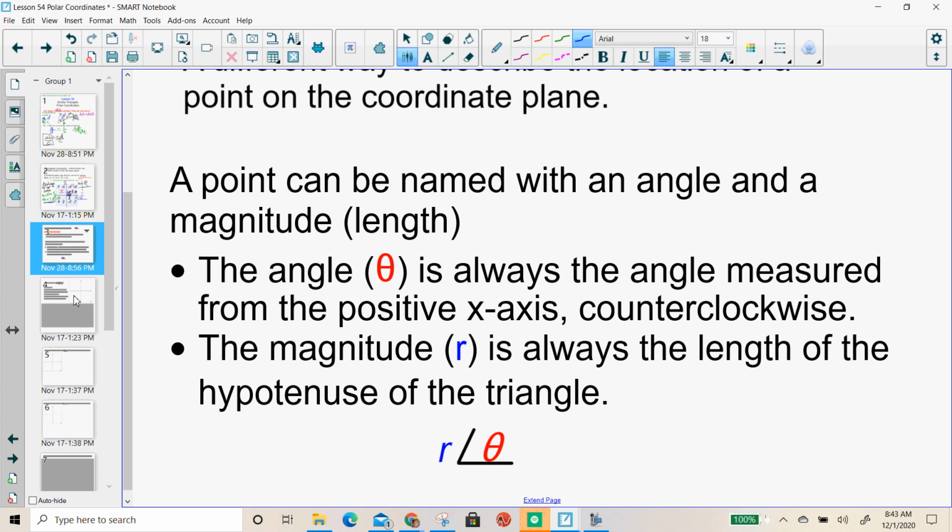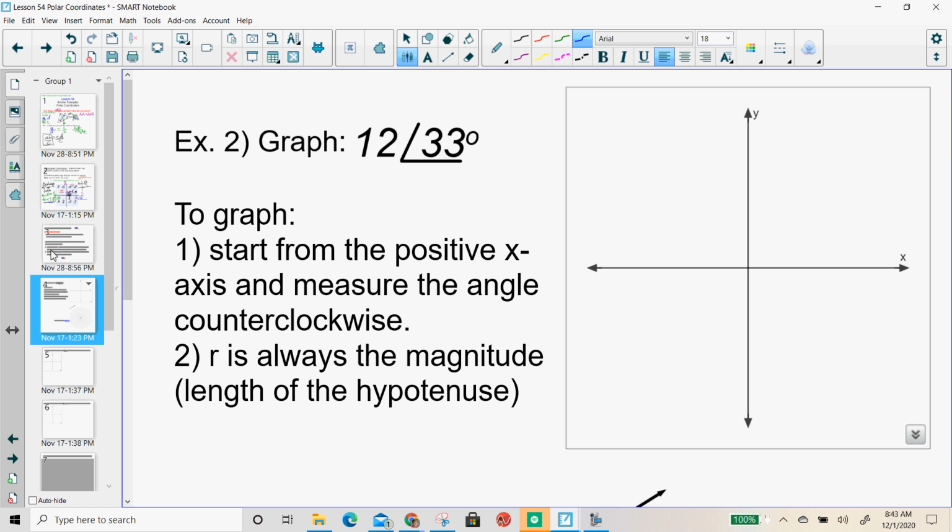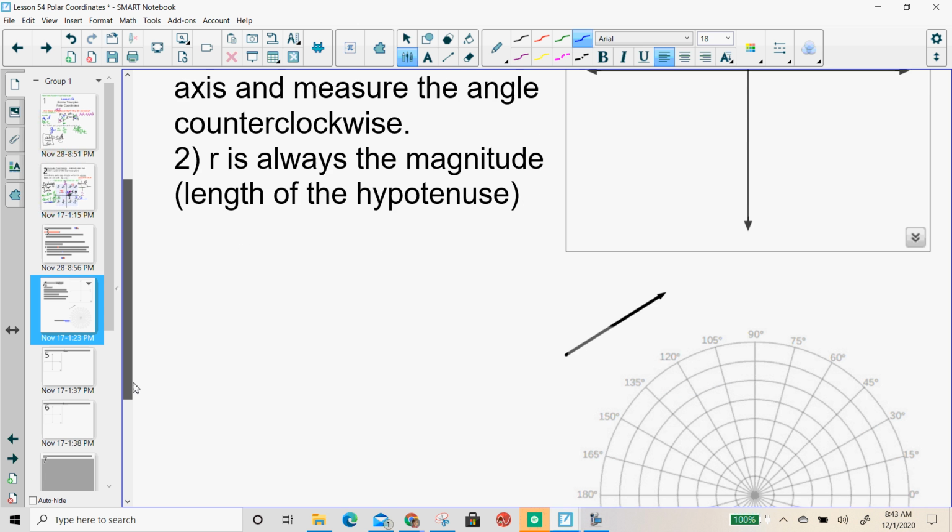Anybody need me to wait, or do we have enough written down on what that is? Okay, now if we wanted, do I have it down here?